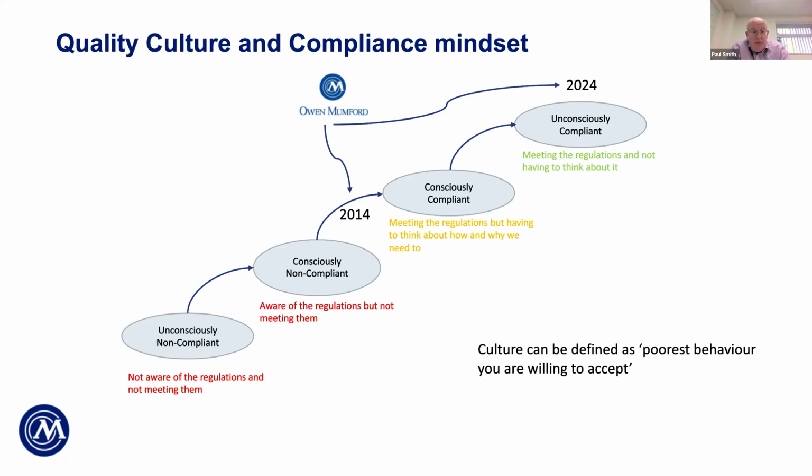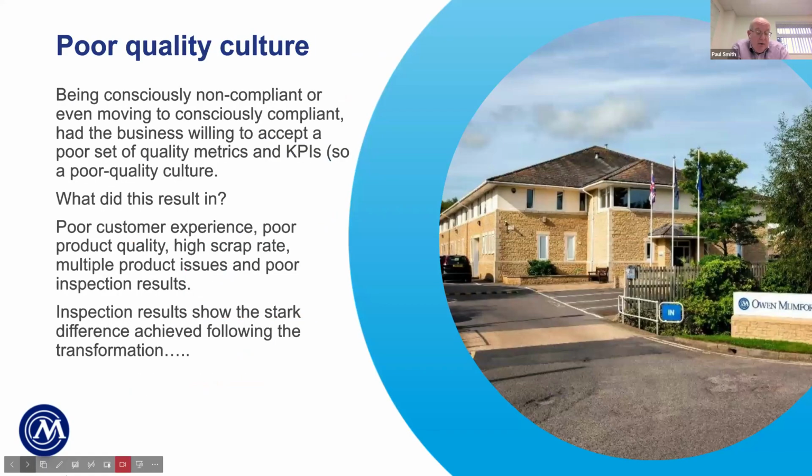So just going backwards and what the poor quality culture, what do I mean by that? So on the next slide, what we had was we were consciously compliant. So the products we made and released were safe and effective, but we had a poor customer experience, poor product quality, high scrap rates, multiple product issues, poor inspections.